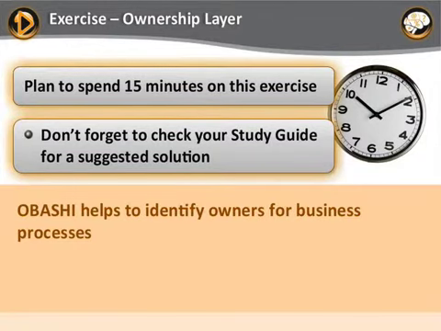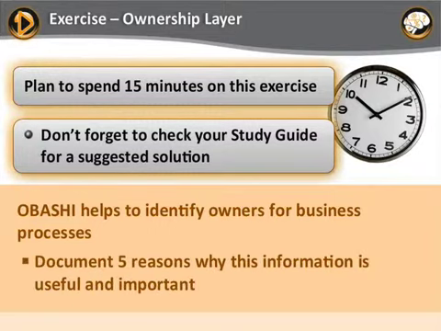OBASHI helps to identify the owners who are responsible for or use business processes. Document 5 reasons why this information is useful and important. For example, it might help us to understand who is affected by the failure of an IT element that supports the process.